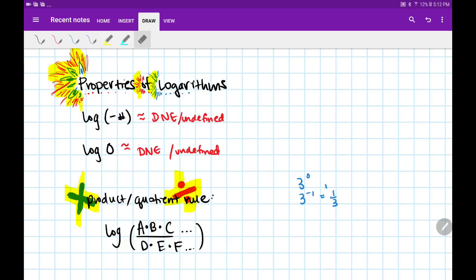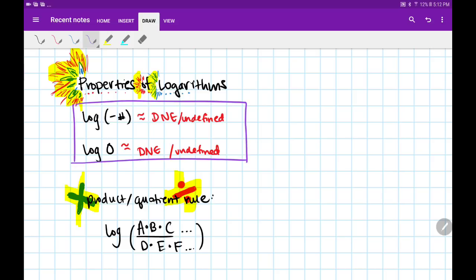So please memorize these two rules. Don't even bother trying to figure it out. You just got to know it. Put it in your toolbox. Make it easy on yourself. Log of a negative number is undefined, and log of 0 is undefined.